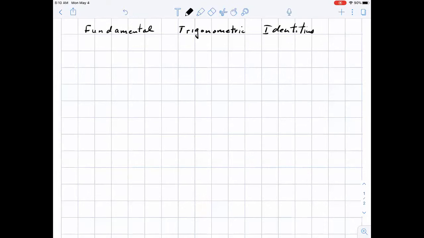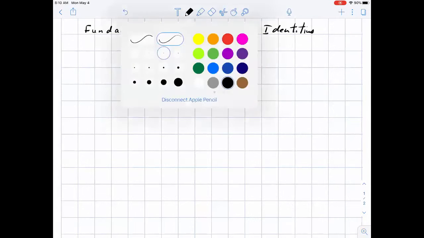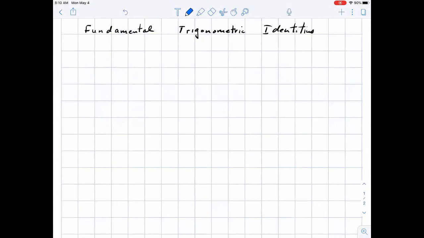So, fundamental trigonometric identities. Some of the basic identities that you'll see, or that we have actually talked about some of already, is that sine of theta is 1 over cosecant theta.